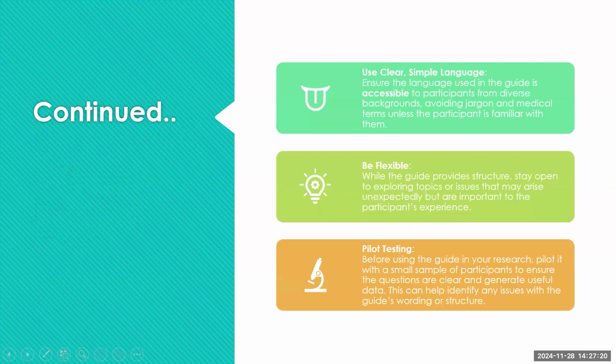It's always quite key that you use clear and simple language. You should ensure that the language used in the guide is accessible to participants from diverse backgrounds, avoiding jargon and medical terms unless the participant is familiar with them. Obviously this depends on the participants you have. If your research is focusing on the general public, using simple, day-to-day language is much more practical, because they are able to relate to it much more easily. You do not want to use scientific terms when talking to people in the community, because they will not understand what you're asking, and therefore the responses will not be as clear, or they will likely not respond. So always make sure that your language is simple and clear.